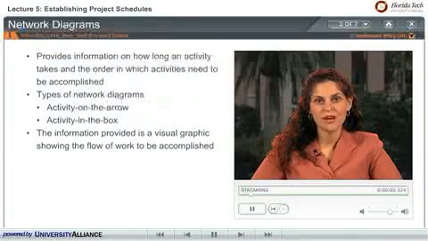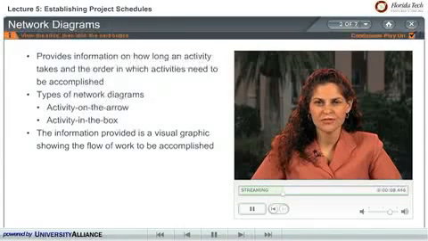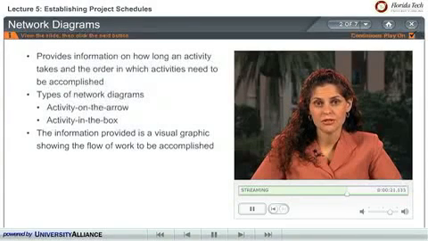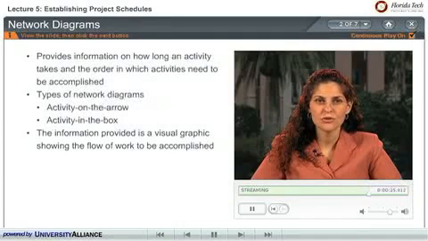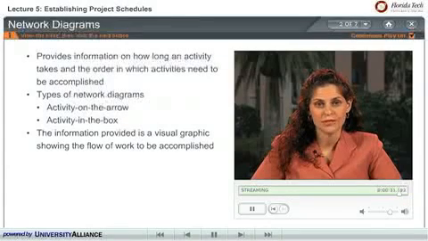Network diagrams provide information on how long an activity takes and the order in which activities need to be accomplished. There are different network diagram types such as activity on the arrow and activity in the box. The difference between these is in the symbols utilized, but both types provide the same information. The information provided is a visual graphic showing the flow of work to accomplish, to include the specific order that tasks need to be accomplished.